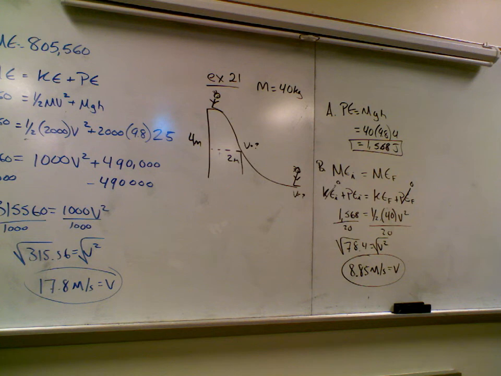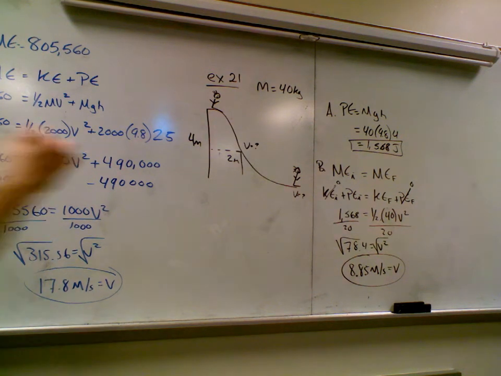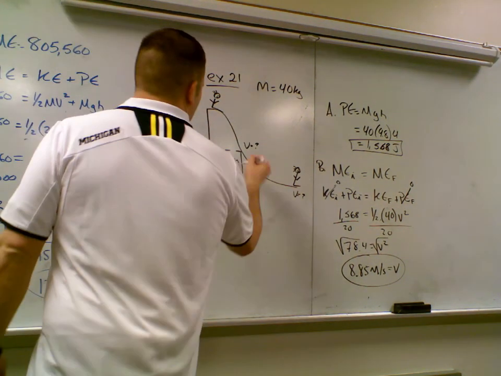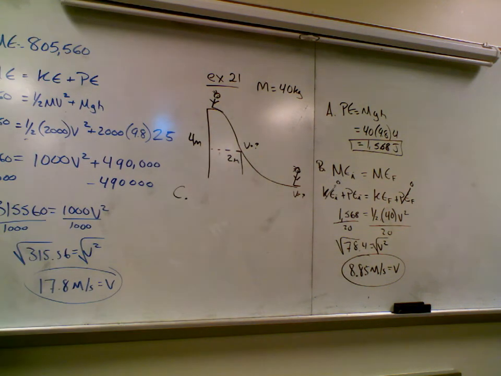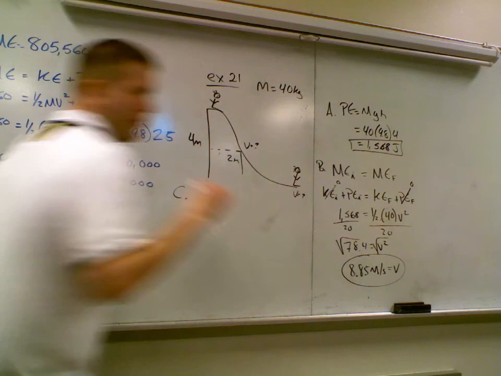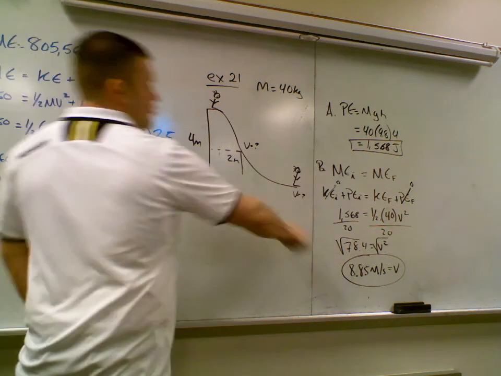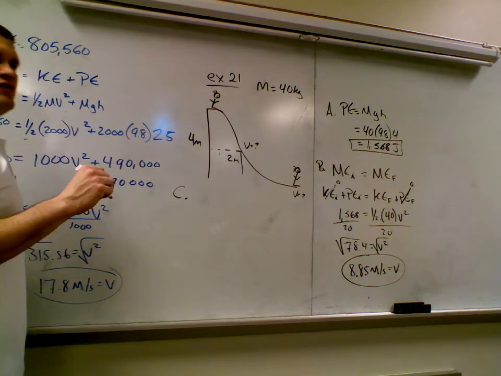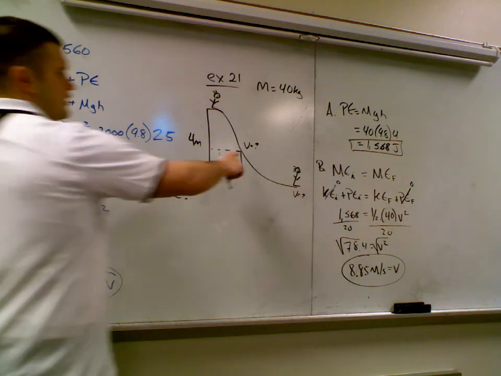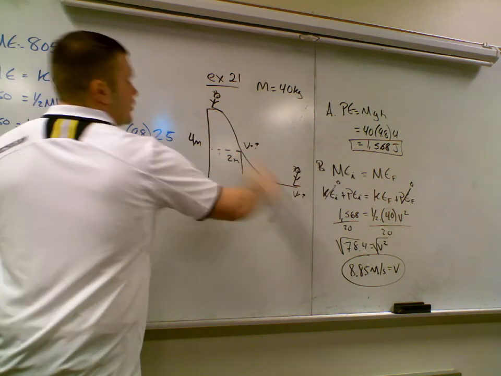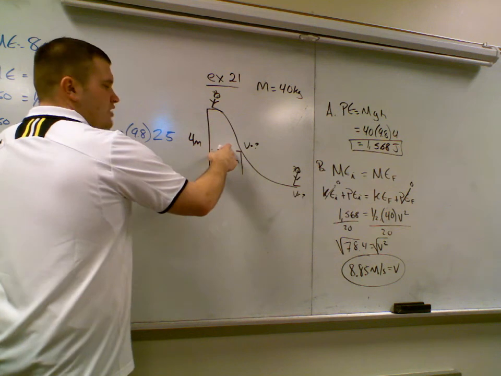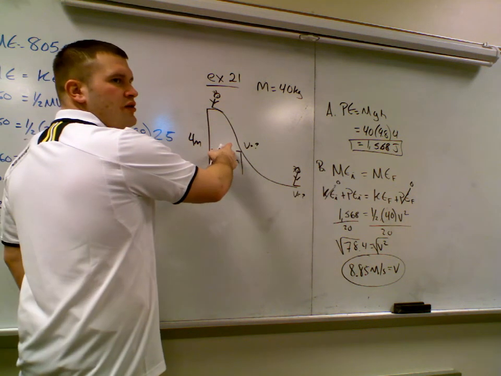Any questions? All right. For part C, they wanted the velocity at 2 meters, right? Will the velocity at 2 be more or less than 8.85? Less. Why? Good. We have less kinetic, right? Here we have some potential and some kinetic, don't we?